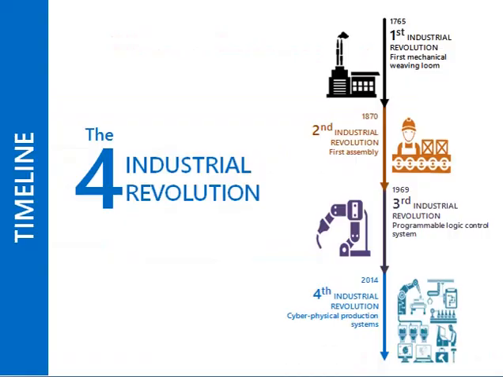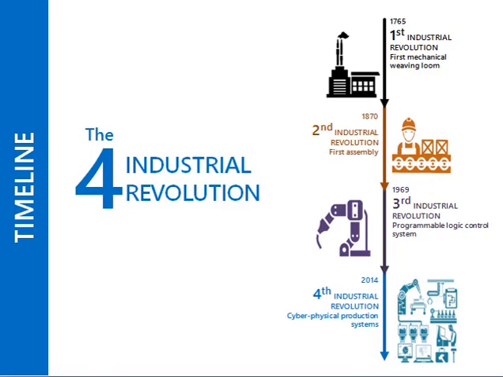Before starting the concept of Industry 4.0, we'll have a glance at the industrial revolutions which have taken place previously, from the beginning until now. There are four industrial revolutions which we can see one by one. The first industrial revolution took place during 1765.